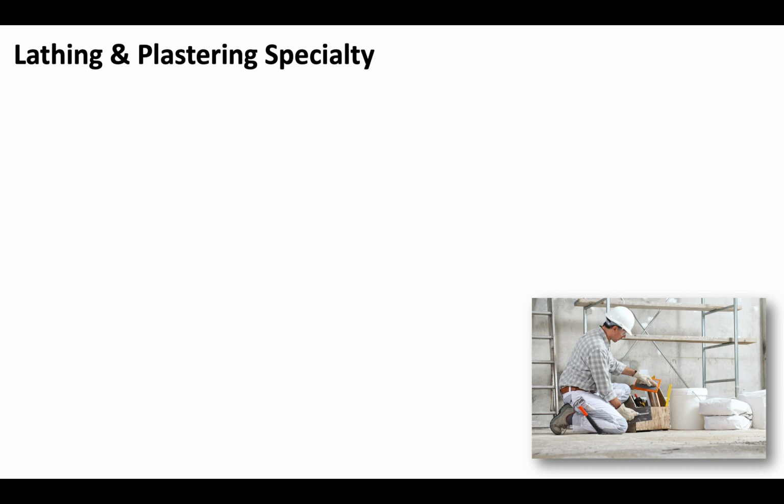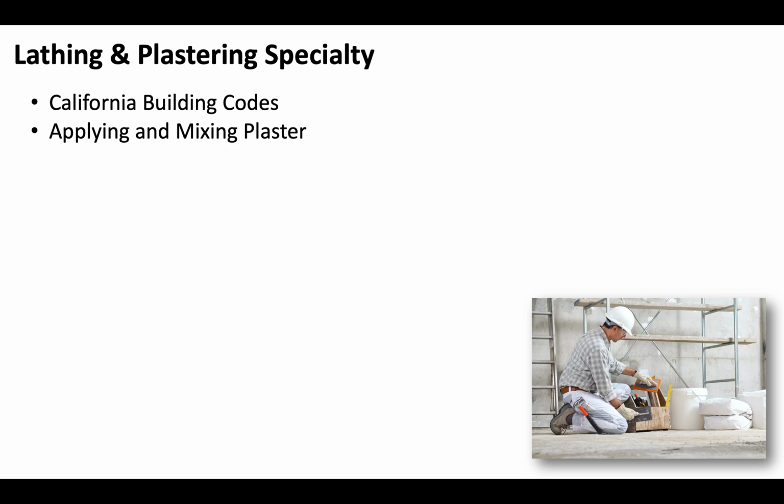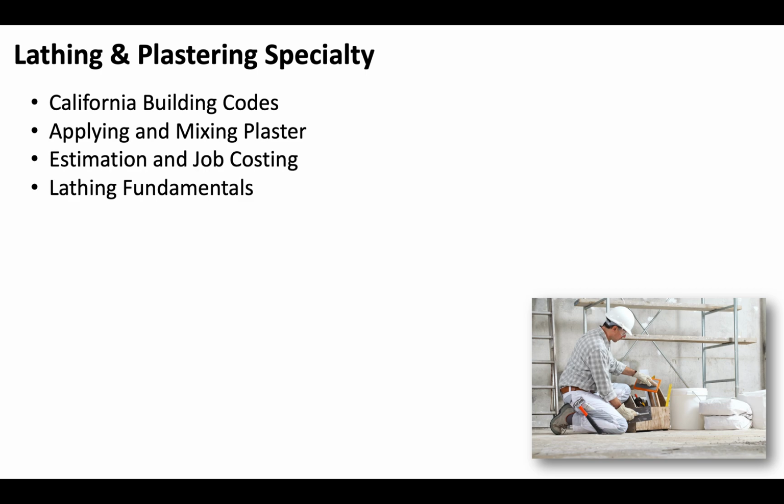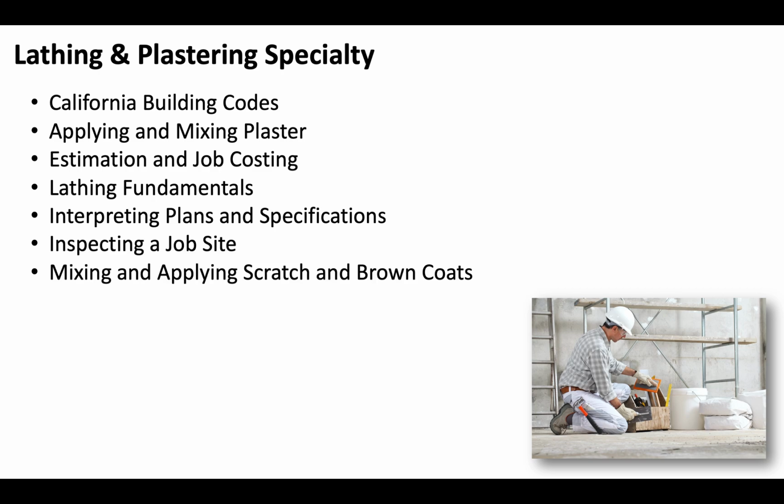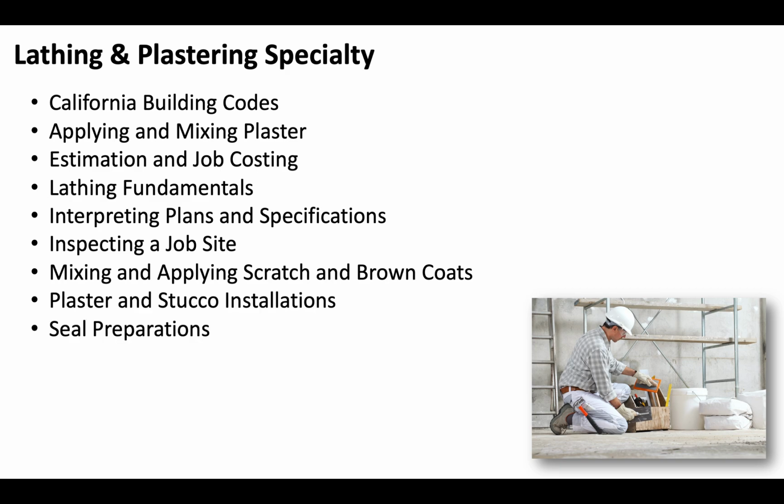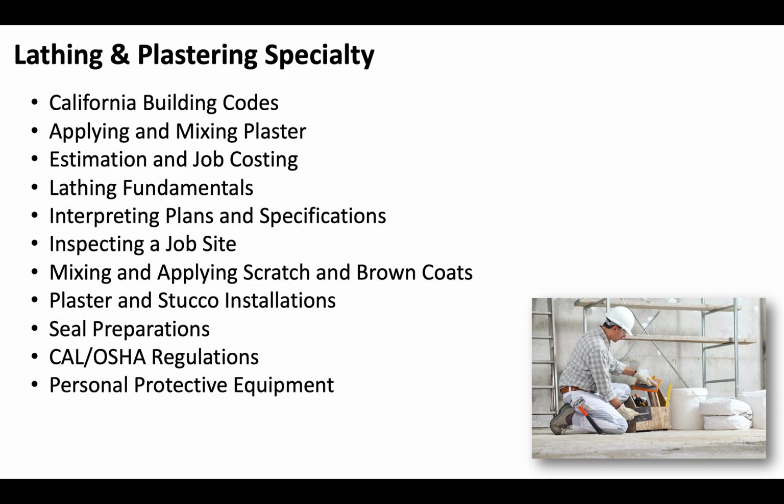Now, the lathing and plastering specialty portion of your exam is going to be extremely critical. You're going to be tested on a lot of different areas, including California building codes, applying and mixing plaster, estimation and job costing, lathing fundamentals, interpreting plans and specifications, inspecting a job site, mixing and applying scratch and brown coats, plaster and stucco installations, seal preparations, Cal OSHA regulations, and then of course personal protective equipment. Now there's a lot more that's going to be on this exam. This is just a snapshot of the different areas that you need to be prepared to answer questions on.